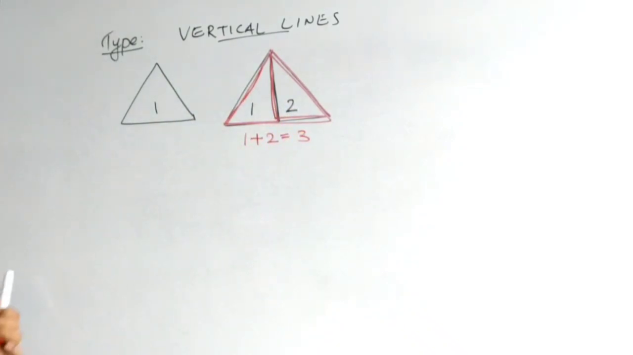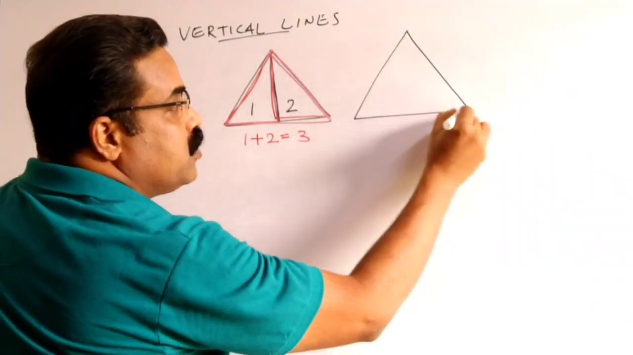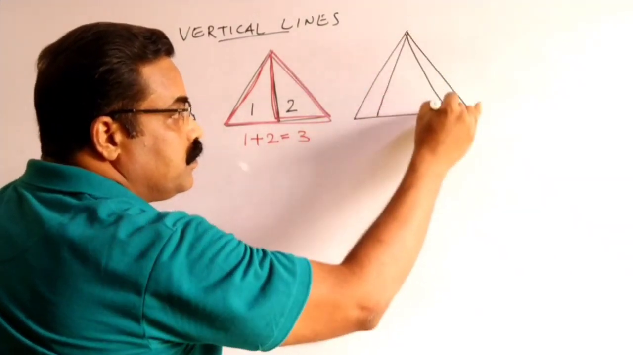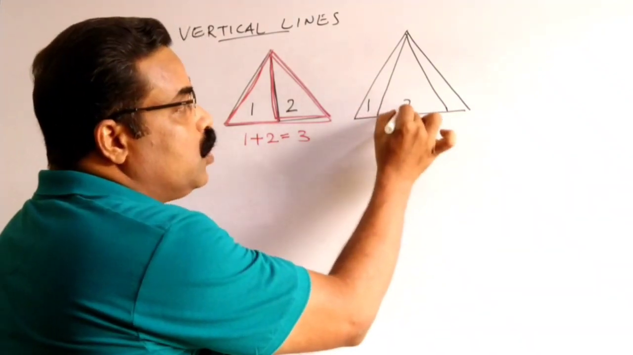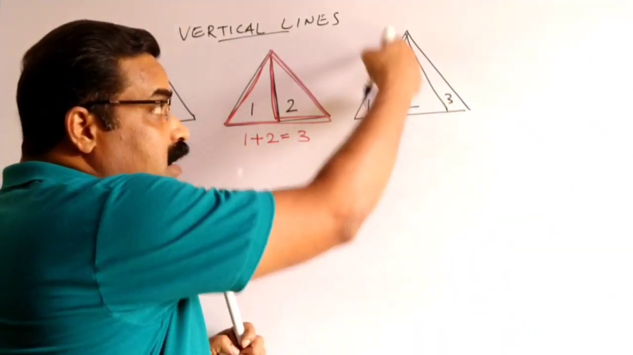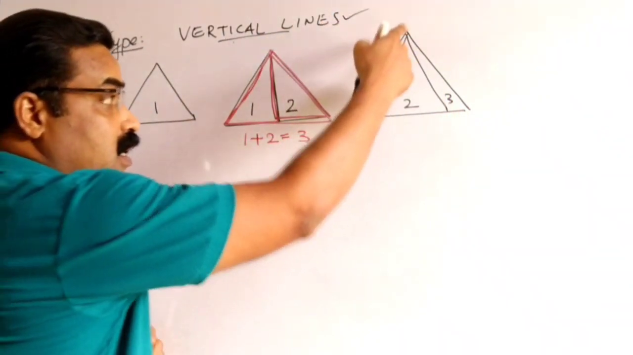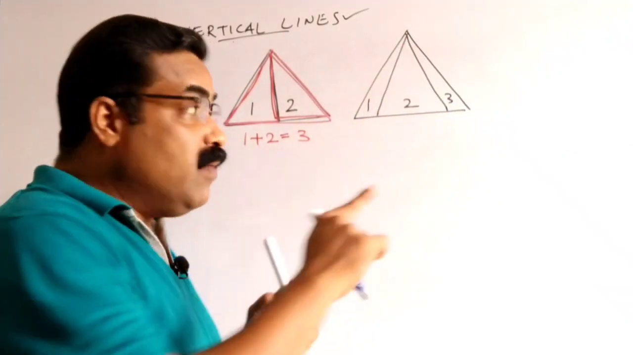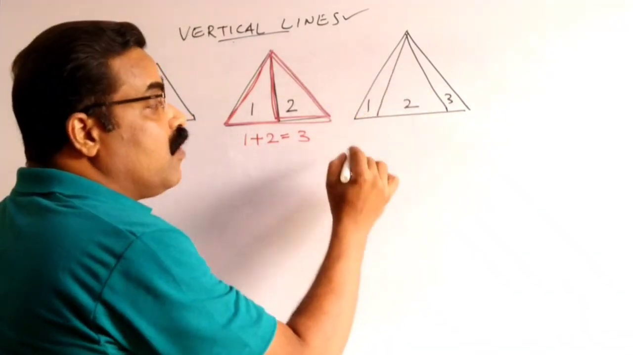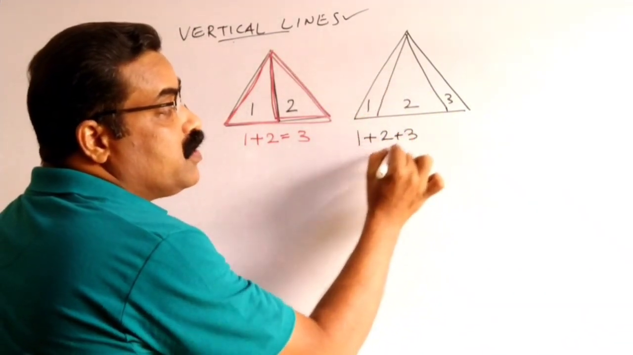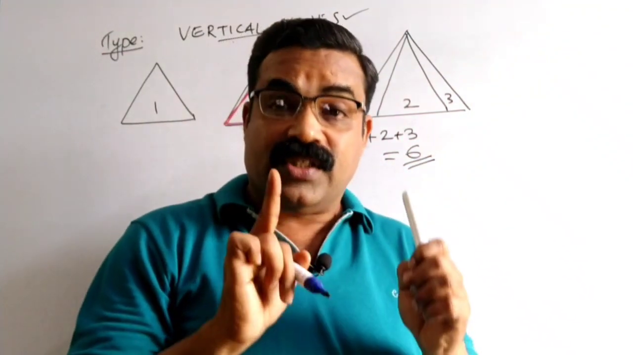Now if I draw a figure like this, suppose the figure is like this, students, we have 2 lines. How many triangles are here? Here you can see 1, 2 and 3. 2 lines, 2 vertical lines. In the type 1, we are talking only about the vertical lines. In 2 vertical lines, we have 1, 2, 3 parts. When we have 3 parts, the total number of triangles will be 1 plus 2 plus 3 is equal to 6 triangles. Understand very clearly, 6 triangles.